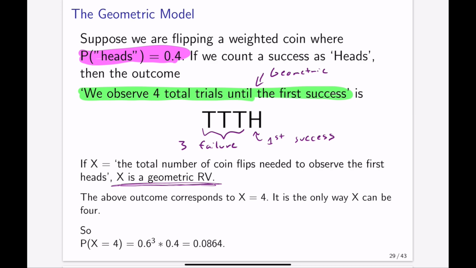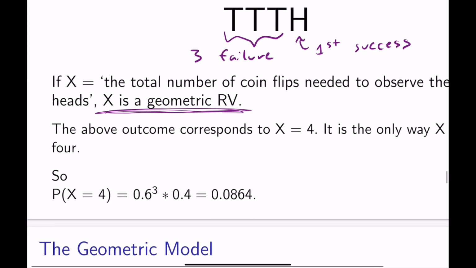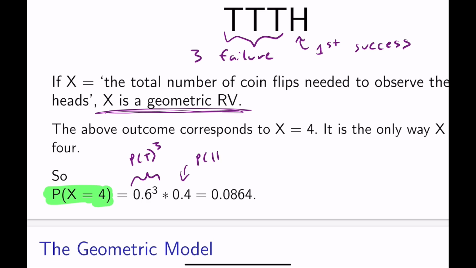If we want to talk about the probability of getting 4 total trials, so kind of translating this into some symbols, the probability of our random variable x being 4, which is the probability of needing to see 4 flips until we get our first heads. To find that probability, we just need to multiply the probability of a failure times itself 3 times, times the probability of a head, and we get about 8.64%.